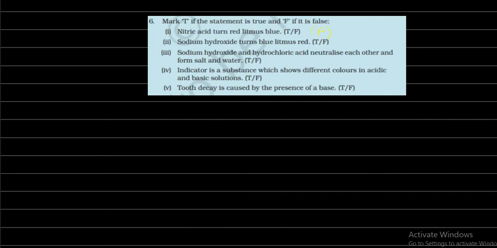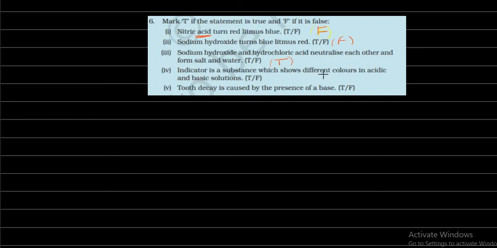Because when you are talking about acid, blue should be turned to red, right? So here they have given red litmus to blue. So this is false. Sodium hydroxide is a base. How should it react with the litmus? Red litmus should be changed to blue. But here they have given blue litmus to red. So it is false. And sodium hydroxide and hydrochloric acid neutralize each other and form salt and water. Right, true. That is neutralization.